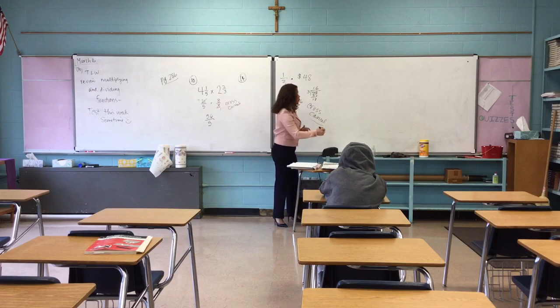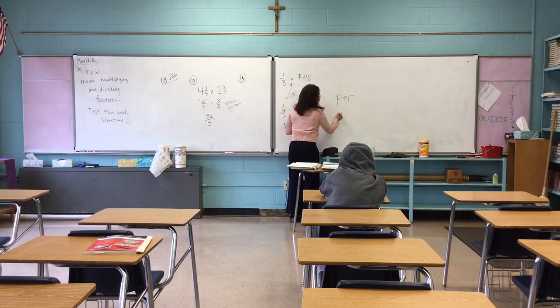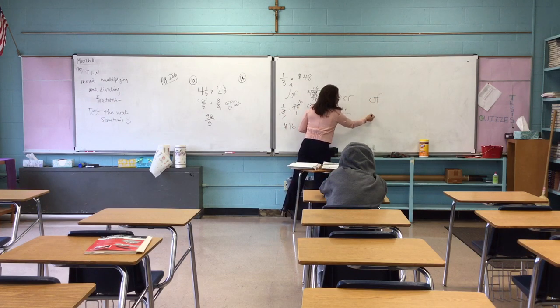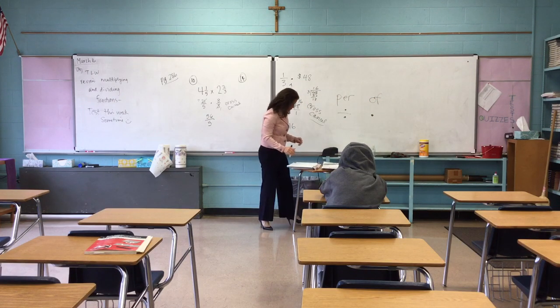So 1/3 of 48 is 16. Remember, if the word is per, we're going to use division. If the word is of, we're going to use multiplication in your word problems.